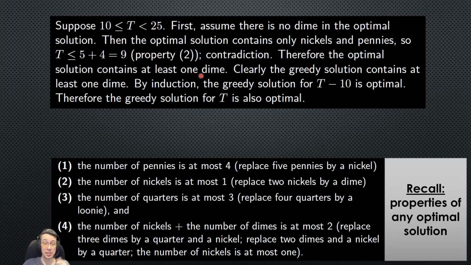Now, the greedy solution is going to take 1 dime. So the optimal and greedy both take a dime. And now we can consider the remaining problem of solving for t minus 10, minus the value of that dime, optimally. We know from our inductive hypothesis that for values smaller than t, greedy produces an optimal solution. So the greedy solution for t is also optimal, because we'll get the optimal solution for t minus 10, and greedy has a dime, and optimal must also have a dime. So we're going to end up with the greedy solution for t being optimal.